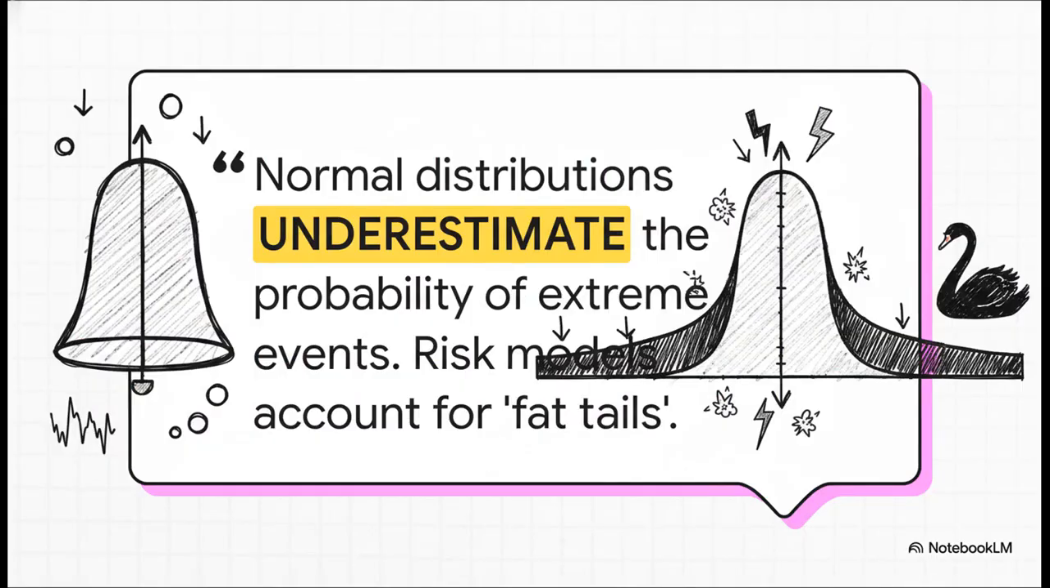And believe me, this has massive real-world consequences. The stock market is the classic example. A normal bell curve totally underestimates how often market crashes, those so-called black swan events, actually happen. Any financial risk model that ignores kurtosis is basically blind. It's completely doomed to fail because it can't see the true risk of those extreme events.